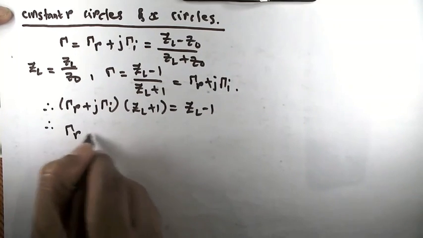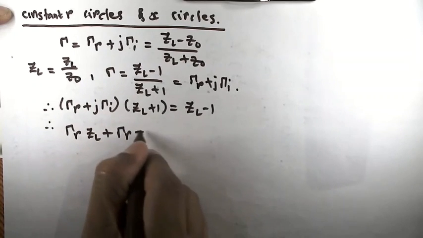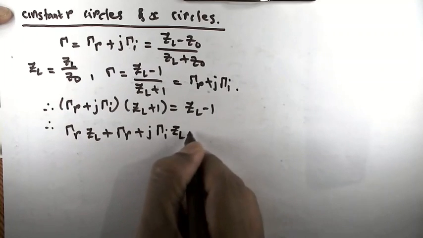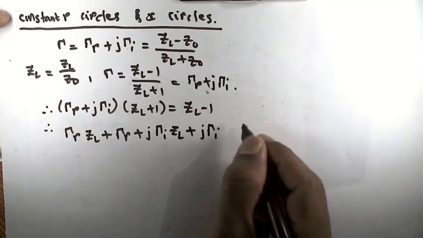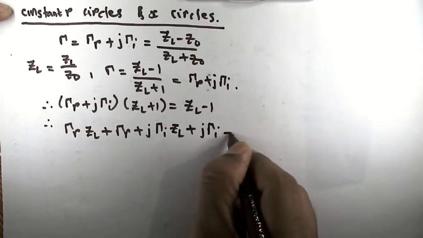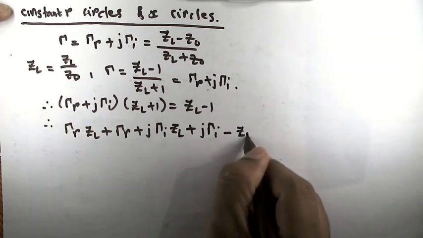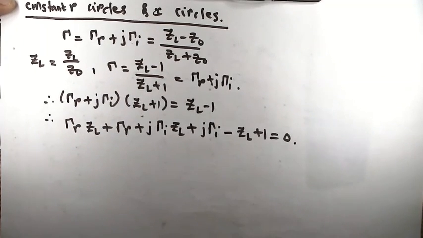So it will become gamma r normalized ZL plus gamma r plus j times gamma i into normalized ZL plus j times gamma i, and let us put this part on the left side too, so minus normalized ZL plus 1 equals 0. So now let us simplify once again.